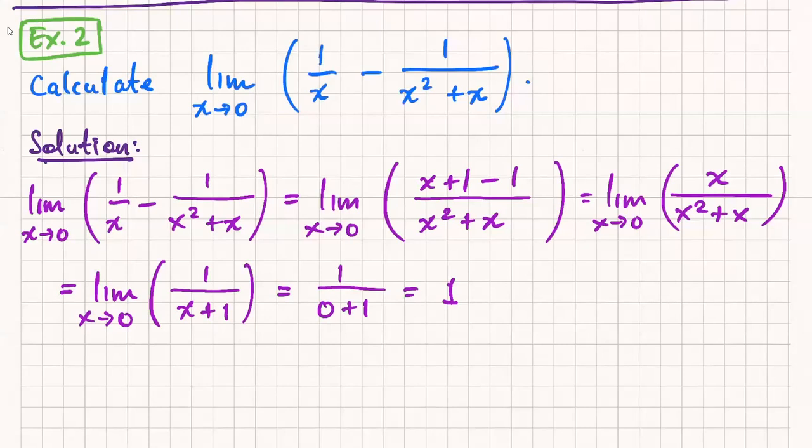So notice how originally I had 1 over 0 minus 1 over 0. That doesn't cancel out and give me 0. That's nonsense, right? Undefined expressions can't cancel out. All right.